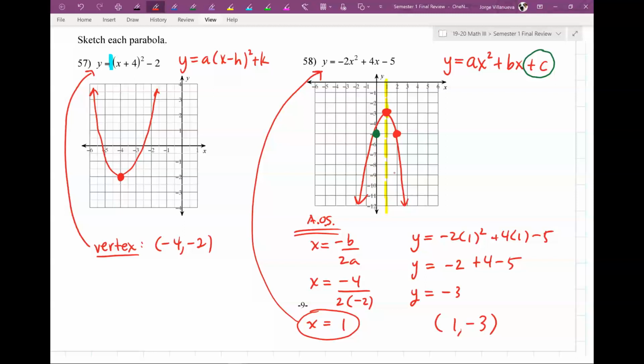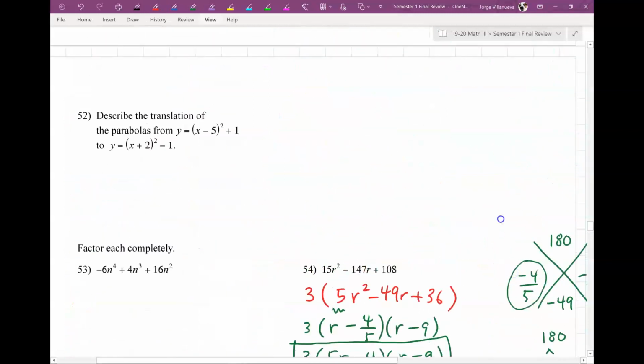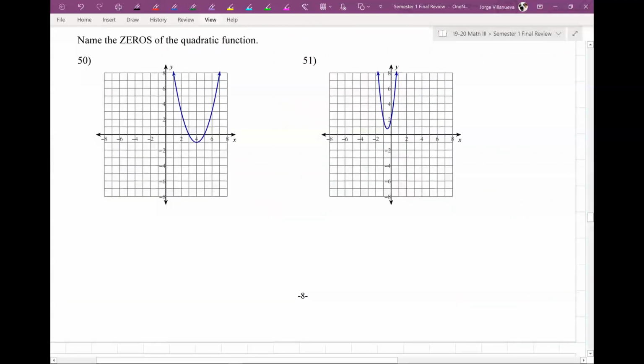Let me just double check here. We get out of here at 1:50, which is in about 14 minutes. So we're going to do as much as we can in as little time as possible. Remember, if you guys have questions, please email me. I can try to help you guys out. Your test is tomorrow, and you guys are first from 7:45 to 9:45.